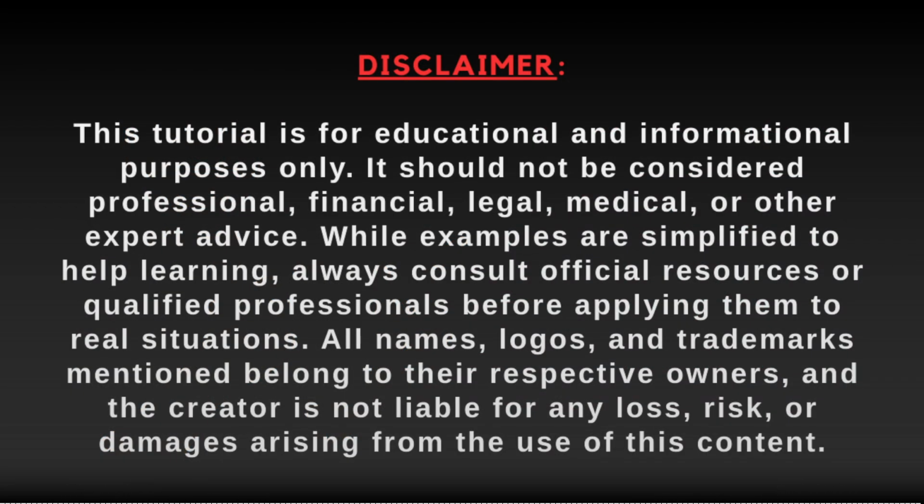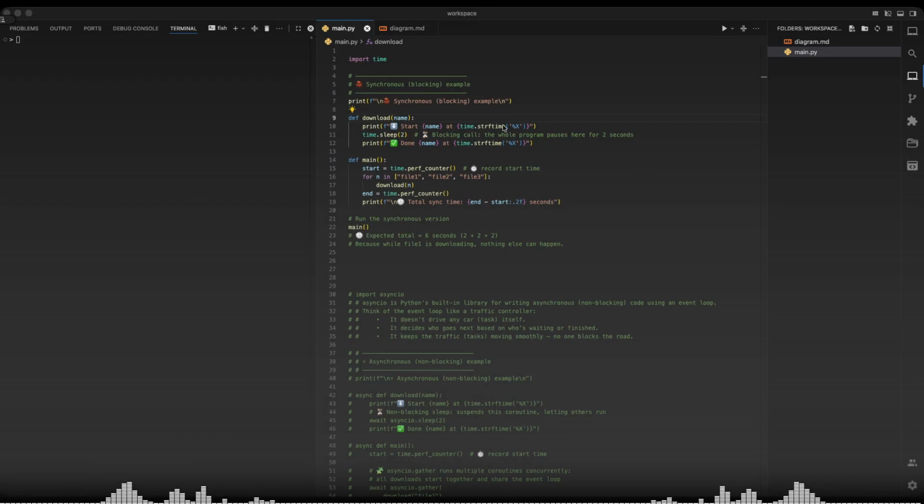Disclaimer and today's code. So, what is synchronous and what is asynchronous? Synchronous is basically a blocking approach, meaning if you have a series of tasks, each task must be completed before the next one can start.